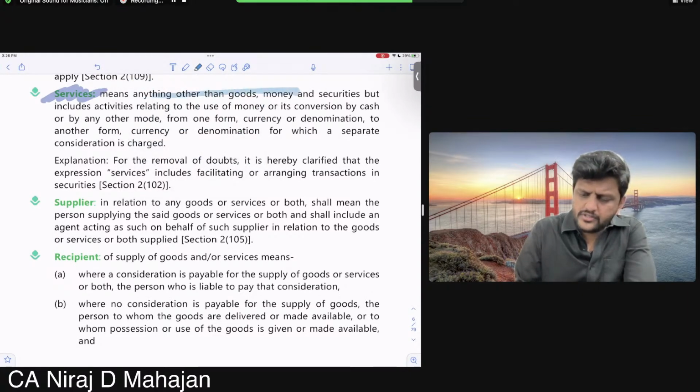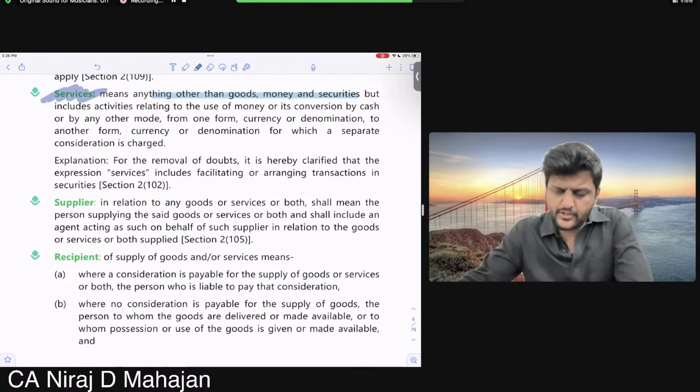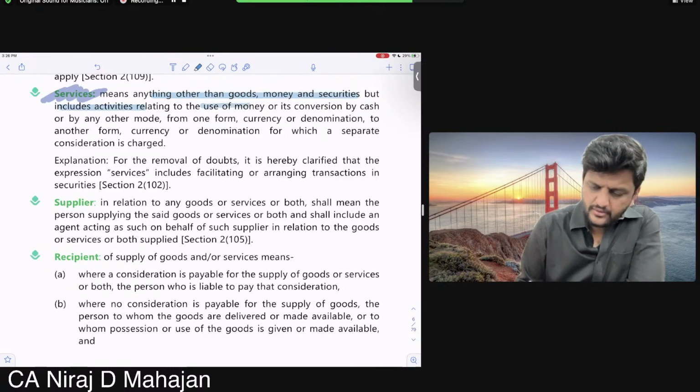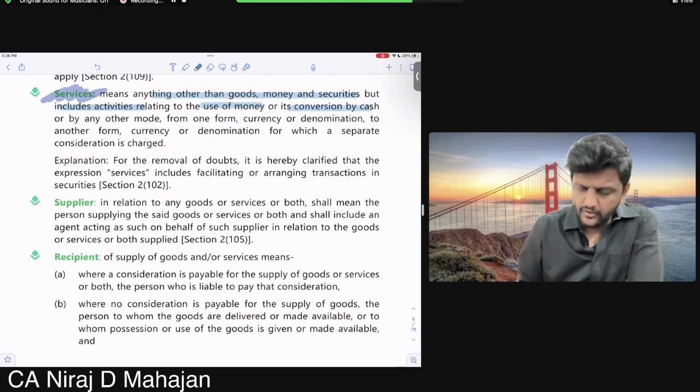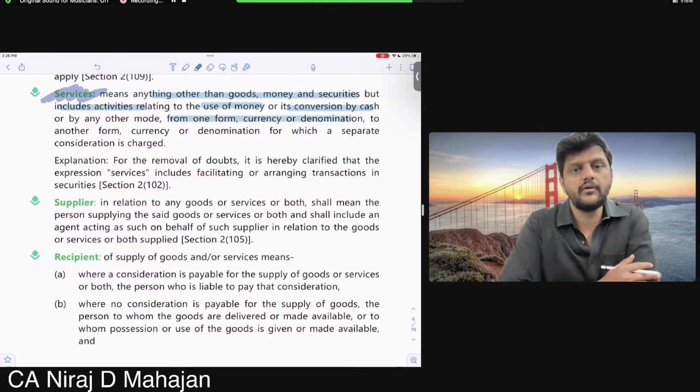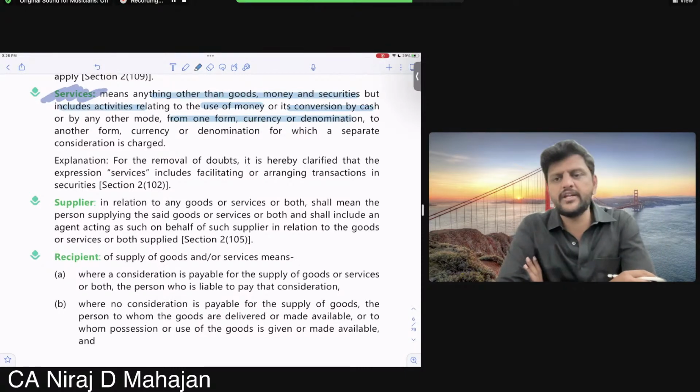Service means anything other than goods, money and securities. But includes activities related to use of money or its conversion by cash or by any other mode or from one form of currency to another denomination. Again, your foreign exchange. Use of money is allowed. Means what?